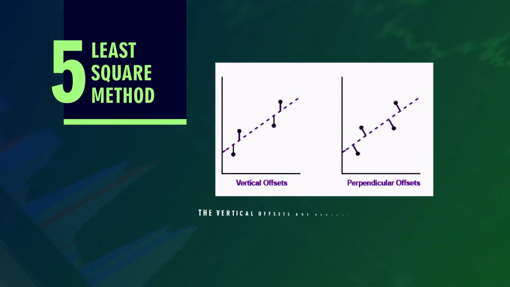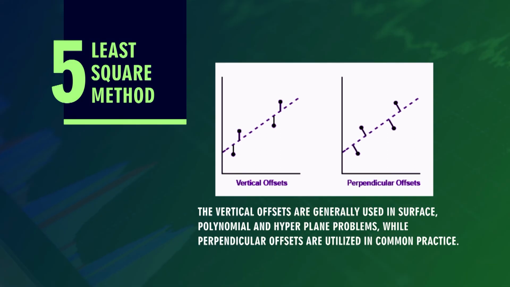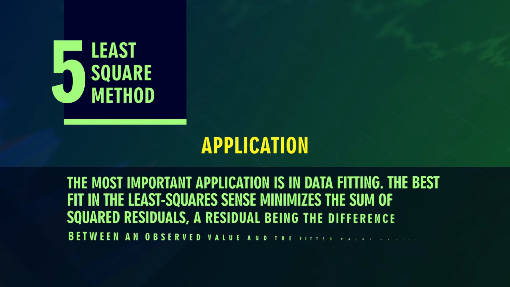If you see this best fit line, the vertical offsets are generally used in surface, polynomial and hyperplane problems, while the perpendicular offsets are utilized in common practice. So if you see the vertical offset, it is this, and the perpendicular offset is this. By this way, we are able to do that. So the most important application is in data fitting.